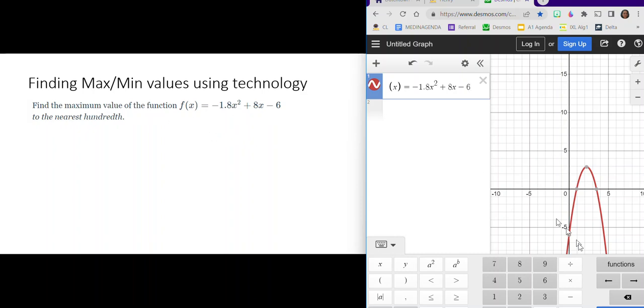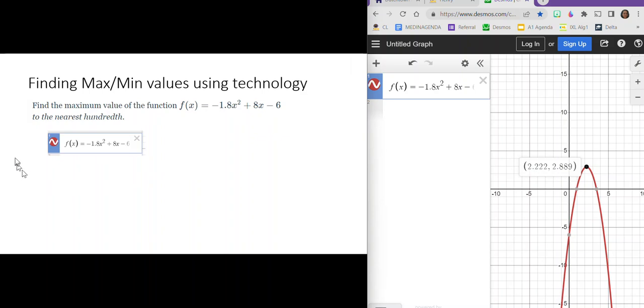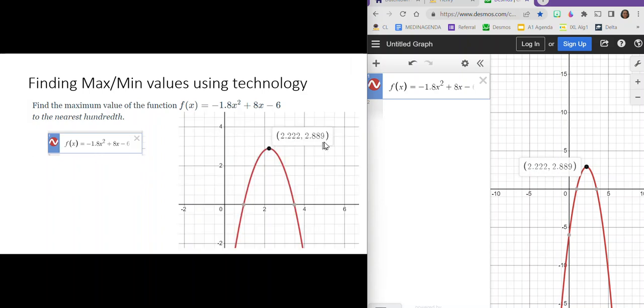We want the maximum. The maximum point is going to be this one. And as you can see, it's 2.889, but rounding to the nearest hundredth is 2.89. So you plot it, you get a graph, you read it. The maximum is y equals 2.89.